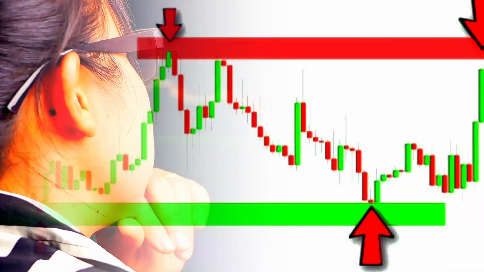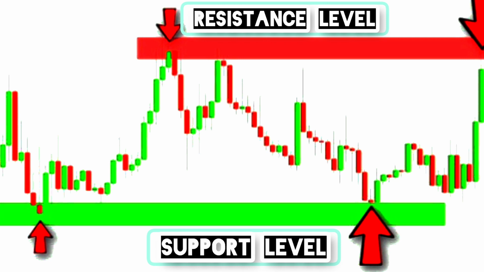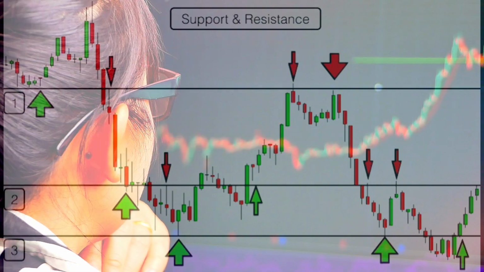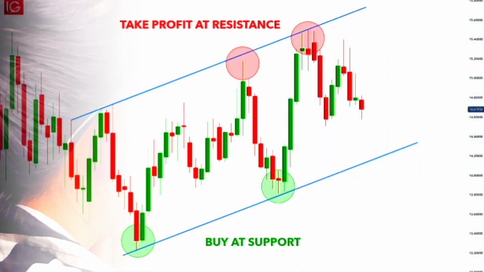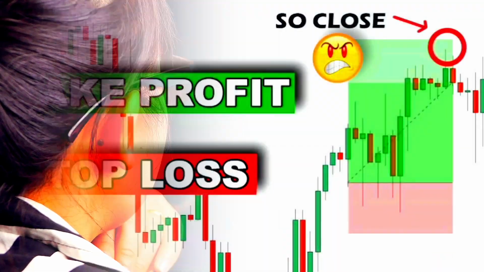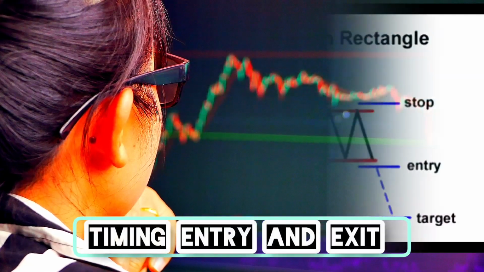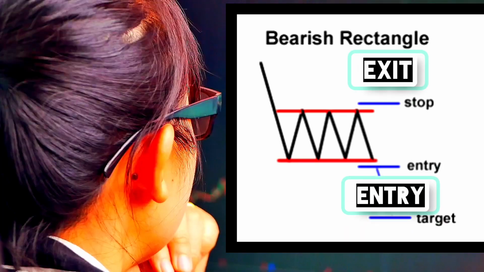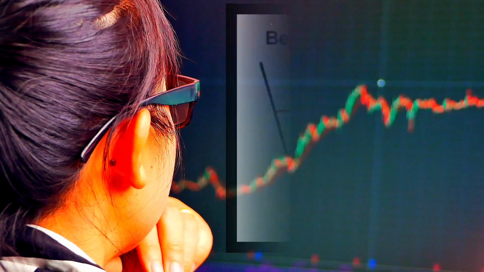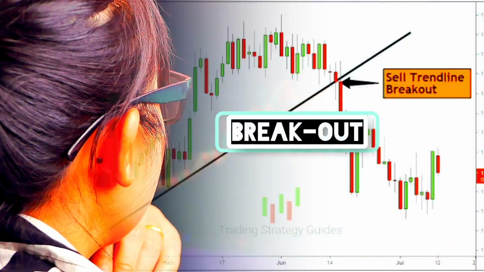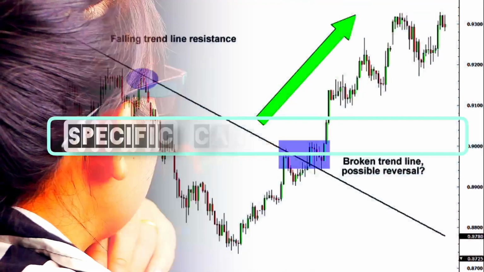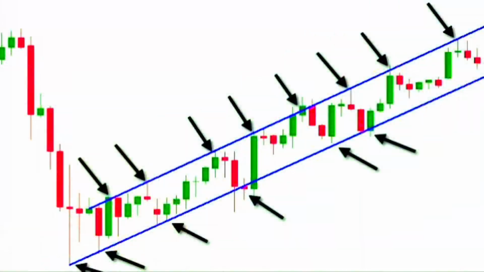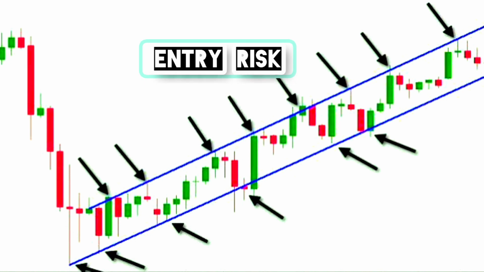Support and resistance levels. Charts help traders identify key support and resistance levels. These levels represent areas where the price has historically reversed or stalled. Traders can use this information to set entry and exit points, as well as stop loss and take profit levels. Timing entries and exits. Charts enable traders to time their entries and exits more effectively. By analyzing charts, traders can wait for confirmation signals, such as breakouts, trend reversals, or specific candlestick patterns, before entering or exiting a trade. This can help reduce the risk of entering trades prematurely.